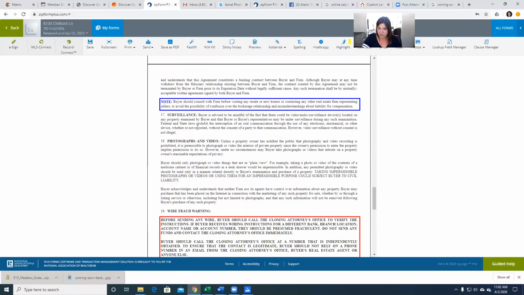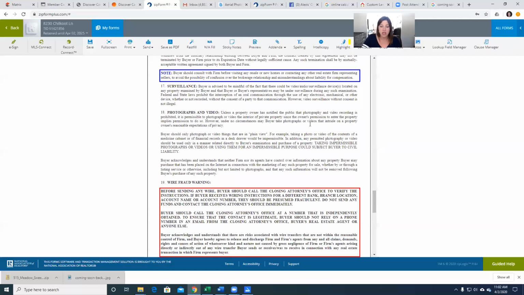Down here talks about surveillance. You understand that some homes do have video and voice recording. They're not supposed to, but some of them will, and that's just disclosing that. It talks about photographs and video. We cannot photograph or video a home unless we have the seller's permission. So if you feel like you're going to be doing video tours or taking pictures to show family in a certain house, please let me know so I can request permission from the seller.